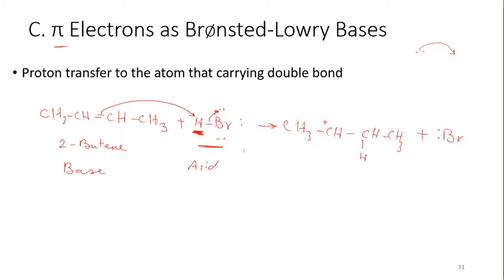In that case, I have to draw the negative charge on that one because I have 1, 2, 3, 4, 5, 6, 7. So I start here with 2-butene, and I end up here with the secondary butyl cation.